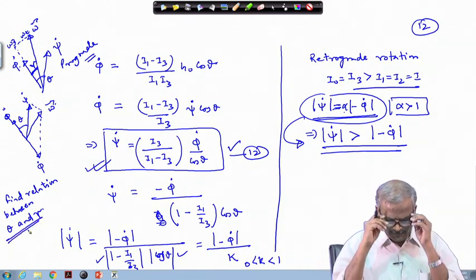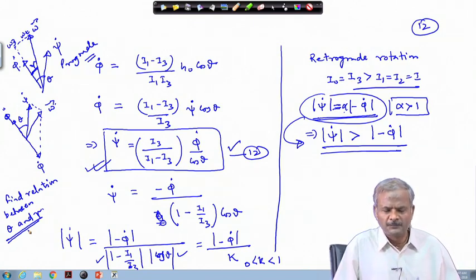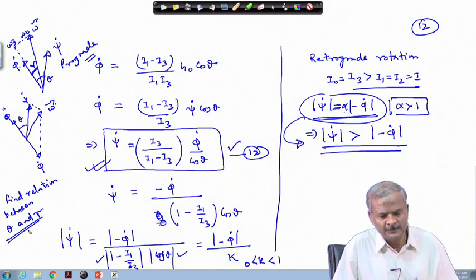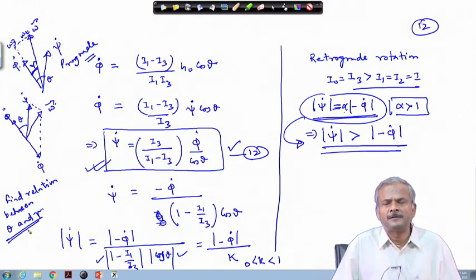Okay, so, whatever we have done through the geometry, the same thing we have just derived using the basic formulations for the torque free case in terms of the angular momentum.